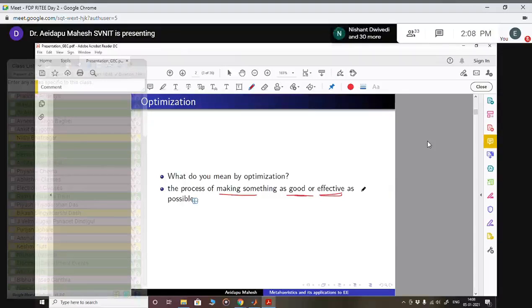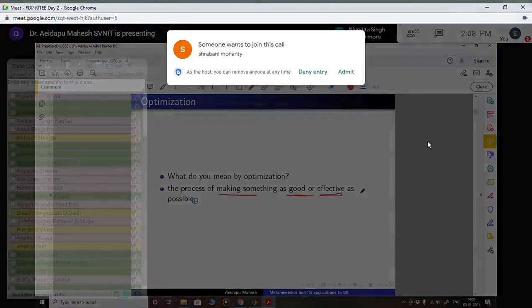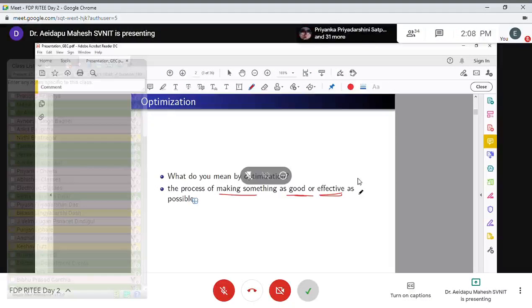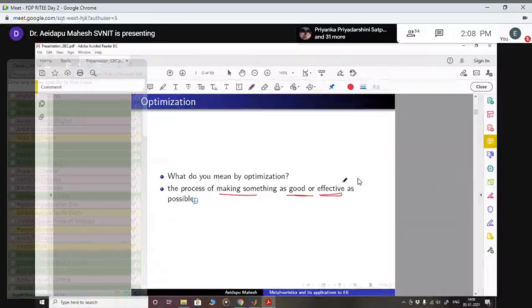Whenever you are selling something, you want to maximize the profit. Whenever you are buying something, you want to minimize the loss, right? So it's always a seesaw, either you minimize or maximize. Overall, our aim is to make it as effective as possible. That is the process of optimization.